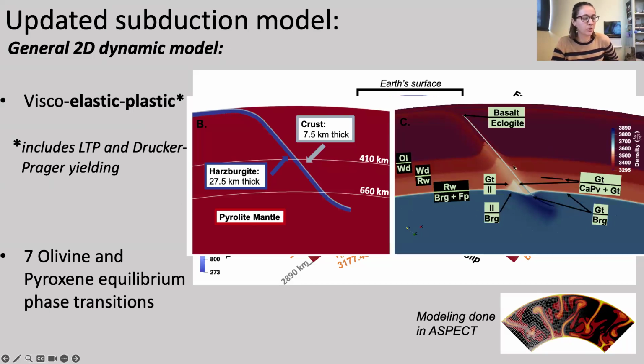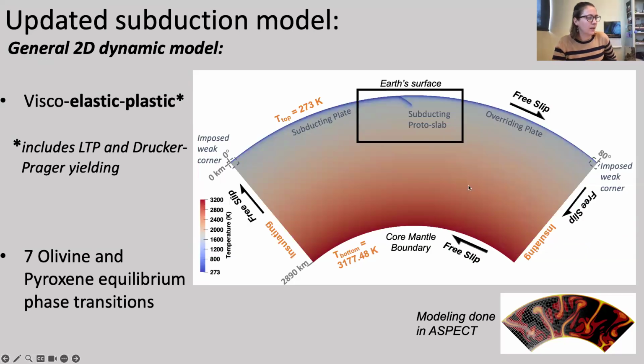What the model is doing is tracking the materials within the different compositions and the pressure-temperature space that it's in. This is showing a slab fully subducted through the upper mantle and into the lower mantle, having gone through all of these equilibrium phase transitions. So this is all accounted for in my general model setup. This is the broad setup I start with for all of my models, and what I'll get into next is building the location-specific model that stems from this base setup.